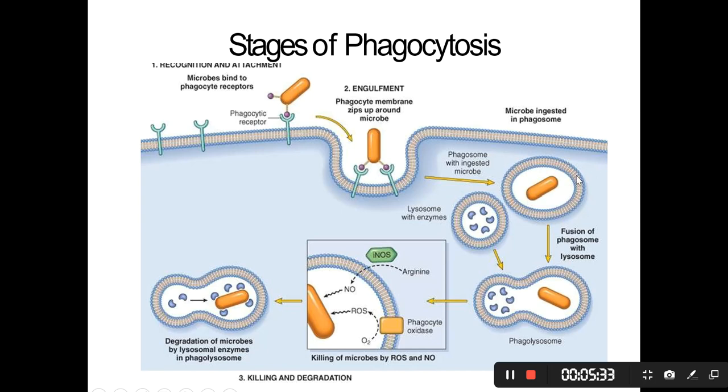After ingesting it, taking it inside in its cytoplasm, the lysosome will come and combine with it, because the lysosome is the organelle, remember, present in the cell, that will join with this microbe and form a phagolysosome. Then the lysosome will release the enzymes. It's okay if you don't understand it, just know that the lysosomes will release the enzymes and kill the microbe and degrade it. This is it, degradation of microbes by lysosomal enzymes. That is the killing and degradation process.